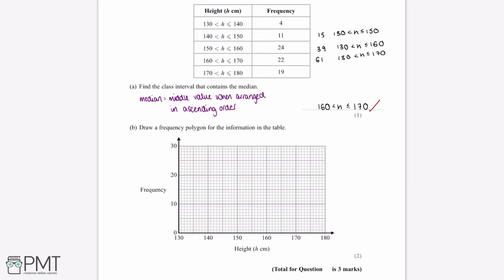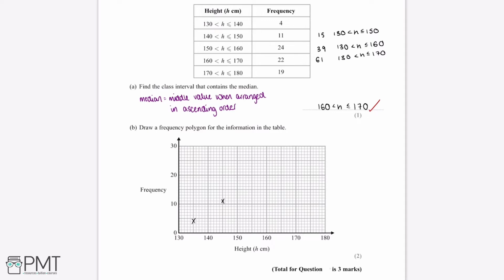So if we start off with the first row, heights between 130 and 140 centimetres, so the midpoint is going to be 135 centimetres and the frequency will be 4. So we want to plot the point 135, 4, and this will be here. Next, 140 to 150 centimetres, the midpoint will be 145 centimetres and the frequency is 11. So we'll plot the point 145, 11.